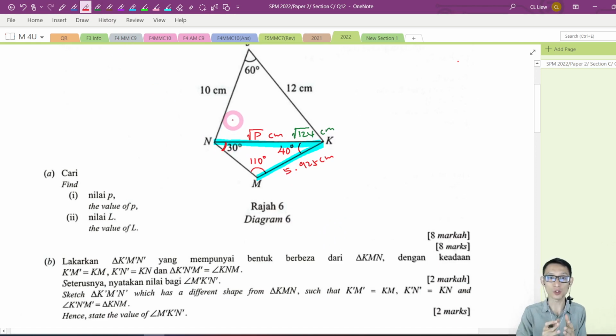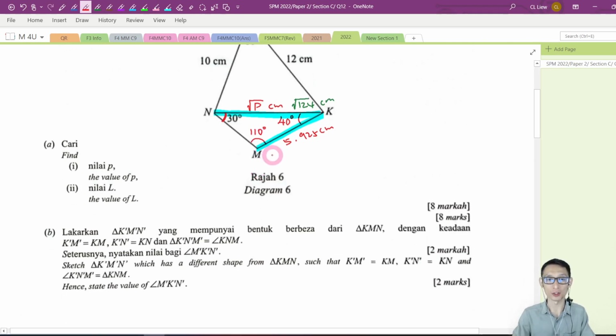So it means that in the new triangle K prime N prime M prime, the angle also needs to be 30 degrees as well. Okay. So how do we sketch another triangle which has all the criteria given here? Okay, now let's look at this one. This angle we cannot change it. So these two lengths need to be fixed. So choose the shorter one. So this will be the shorter one, right? This will be the shorter one.